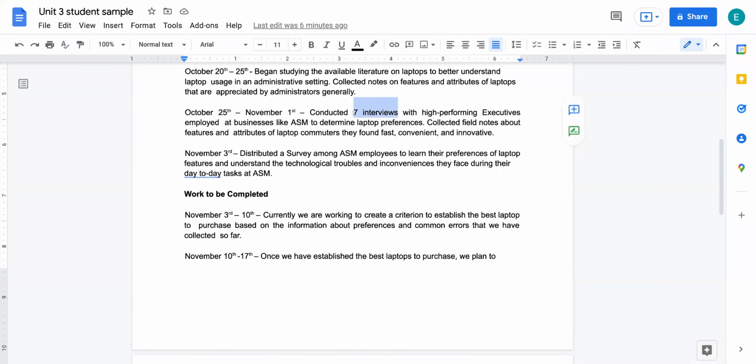And you found out after your interview and your surveys that the graphic designers need a computer that has a large amount of RAM or something like that.